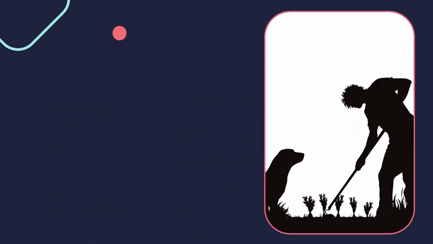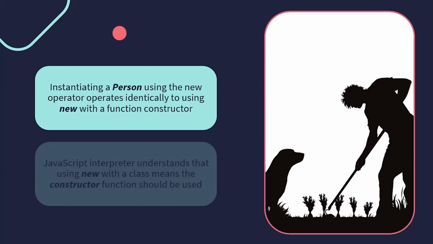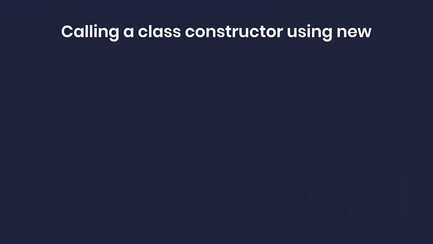Let's have a look at the class constructor in action. Instantiating a person using the new operator operates identically to using new with a function operator. The only perceptible difference is that the JavaScript interpreter understands that using new with a class means the constructor function should be used for instantiation. By the way, instantiating means calling a constructor of a class which creates an instance or object of the type of that class. Calling a class constructor using new will do the following.